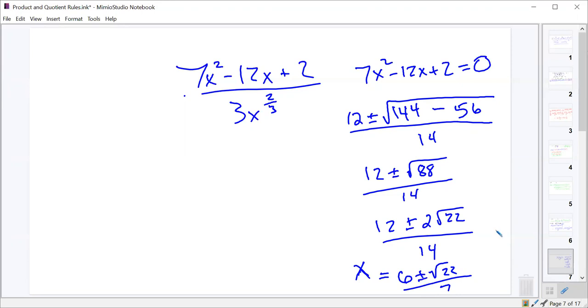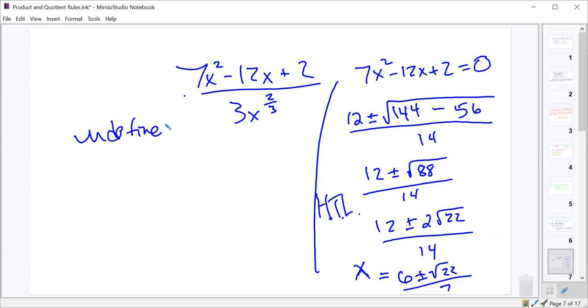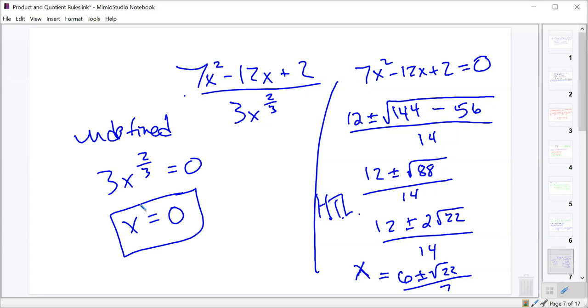Good. Okay. And what about, this is our horizontal tangent lines. What about for our vertical tangent lines? When is our derivative undefined? When x equals 0, right? Yep, when x equals 0, because that would make the denominator equal to 0. So it should have a vertical tangent line at x equals 0, and you should have horizontal tangent lines at x equals 6 plus or minus root 22 over 7. Any questions on that?